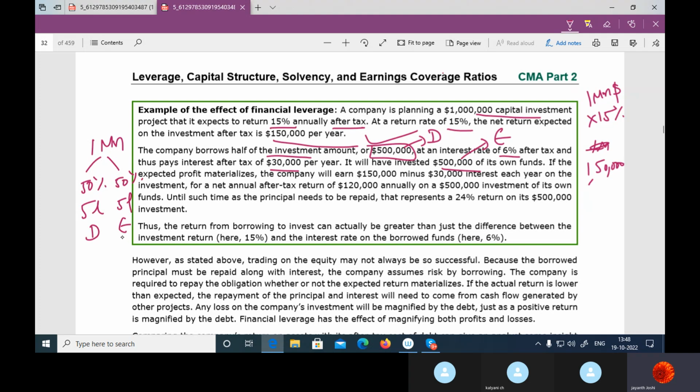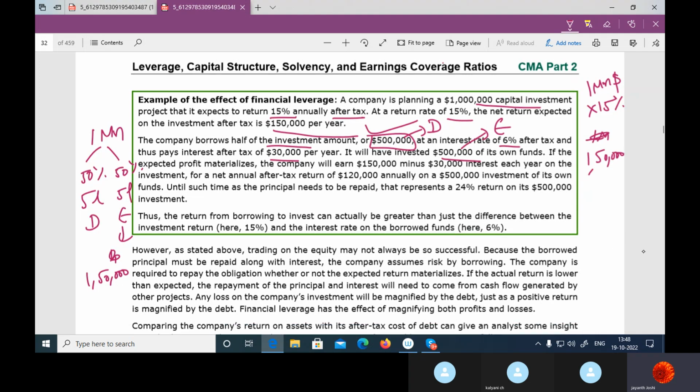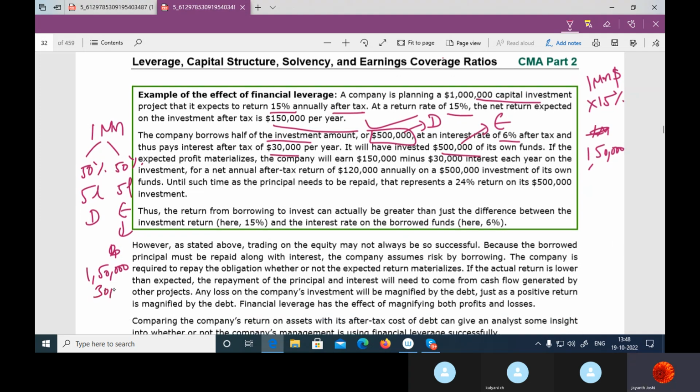Right. And from equity, how much returns are you getting from this total investment? 1,50,000, correct or wrong? You are getting these returns or not? And from that, what is the payment you have to do for the interest? 30,000. What is left over with you? 1,20,000, correct? Yes, sir.